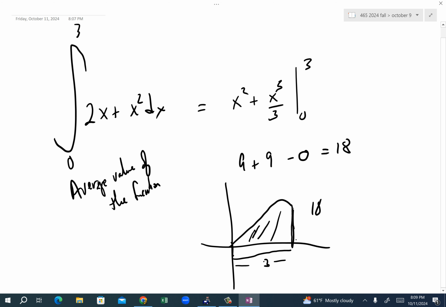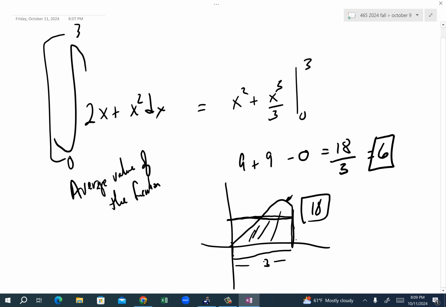What does that say about the average height of the box? In other words, if you were to make a box across here, and this bit here would fit into here, making a perfect box with an area of 18, that means this is divided by 3, because 0 to 3, and 6 would be what we call our average value. It's that easy. I'm finding an area, and I already know the width because it's 0 to 3. All I have to do is divide.